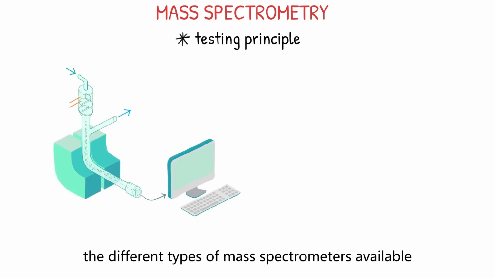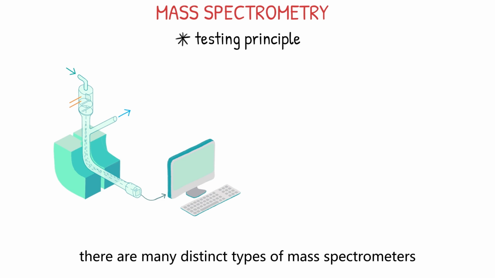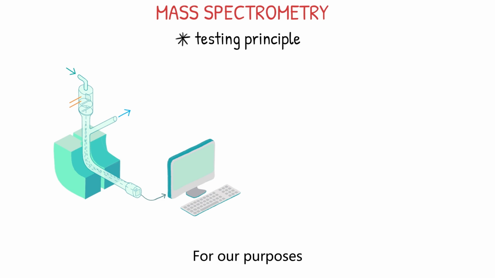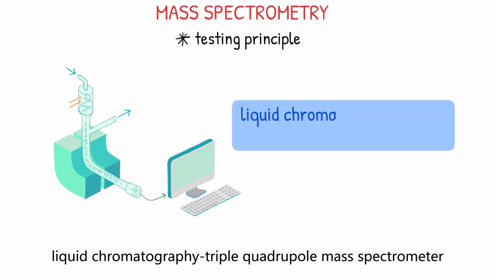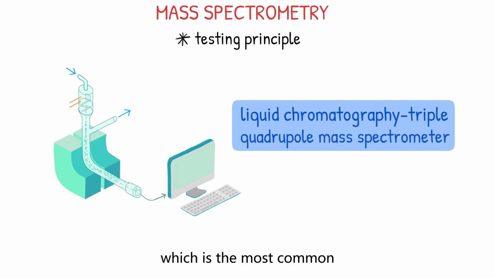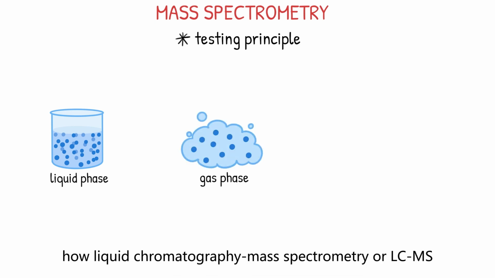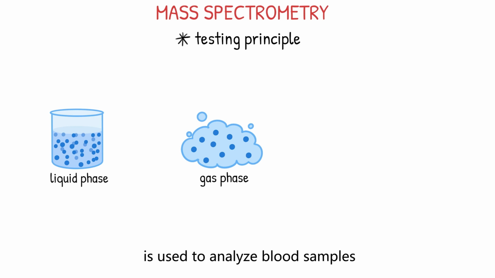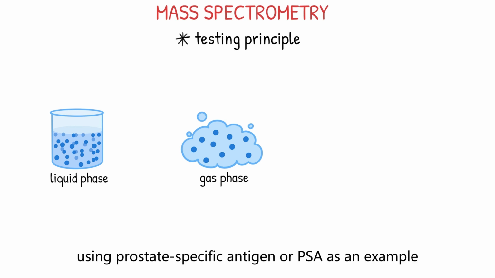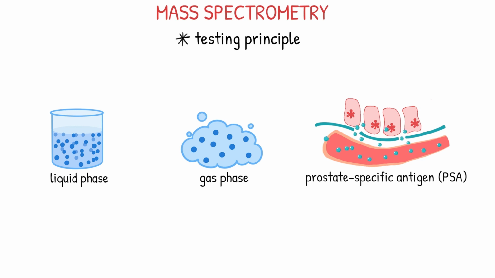Now let's discuss the different types of mass spectrometers available. According to varying needs and sample states, there are many distinct types of mass spectrometers. For our purposes, we will focus on the liquid chromatography triple quadrupole mass spectrometer, which is the most common. Let's dive into the world of liquid phase and understand how liquid chromatography mass spectrometry, or LC-MS, is used to analyze blood samples, using prostate-specific antigen, or PSA, as an example.